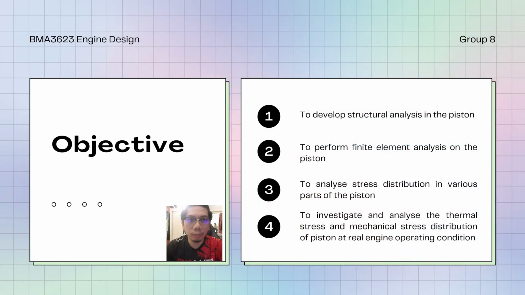Okay, now we are moving to the objective part, since we want to focus more on the piston. The first one is we want to do a structural analysis of the piston, and the second one is a finite element analysis of the piston. The third one is to analyze the stress within the various parts of the piston, and the last one is to analyze the thermal and mechanical stress for the real part of the engine piston.